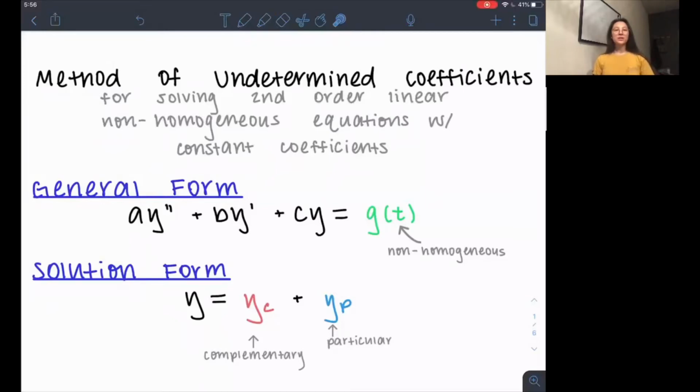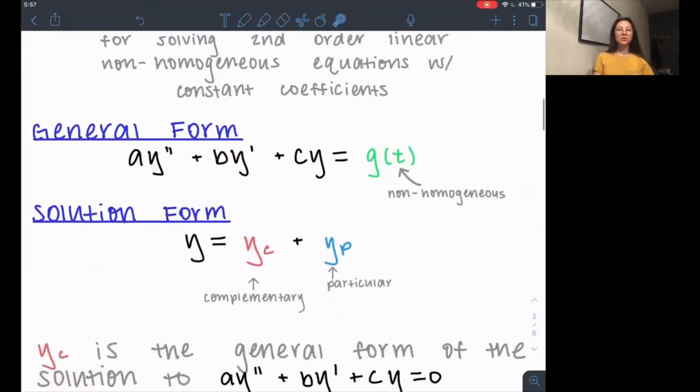Hello, this is a video on how to solve second order linear non-homogeneous equations using the method of undetermined coefficients. Basically, we know that the general form looks like this right here. The reason I put this note is that if this were equal to 0, that would be a homogeneous equation. So we're going to focus on what it would be if it wasn't 0.